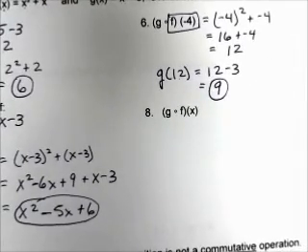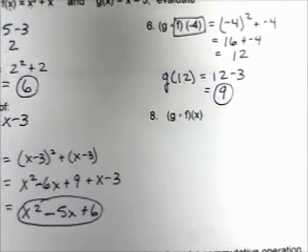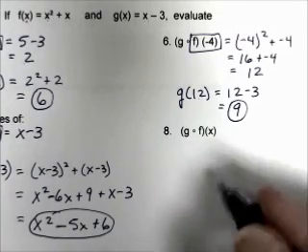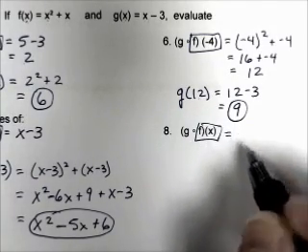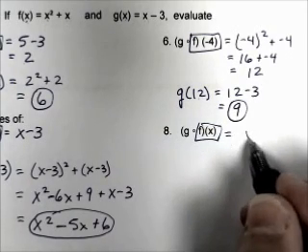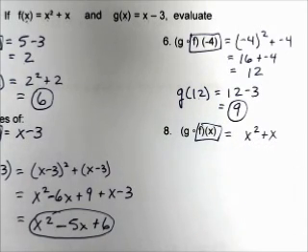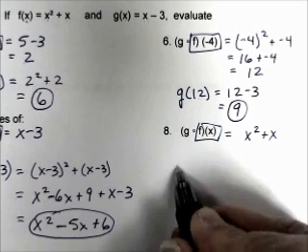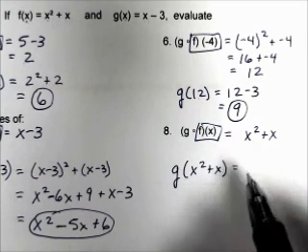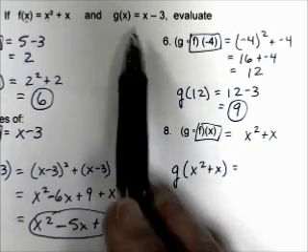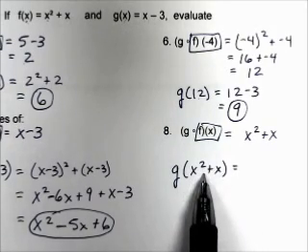And number 8, g of f of x. Again, evaluate f of x first. Well, f of x is simply x squared plus x. Now we want g of that. So g of x squared plus x, we're looking at g of x and replacing all our x's with x squared plus x.